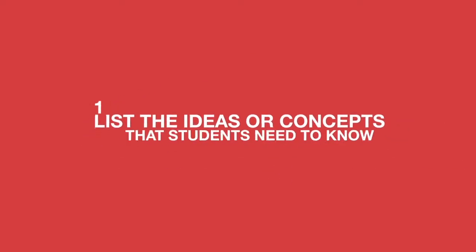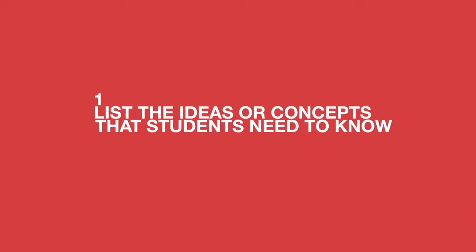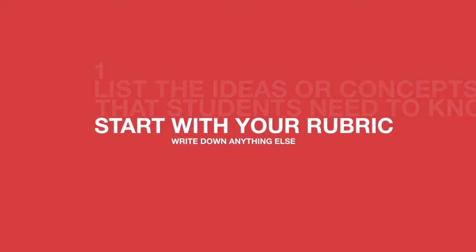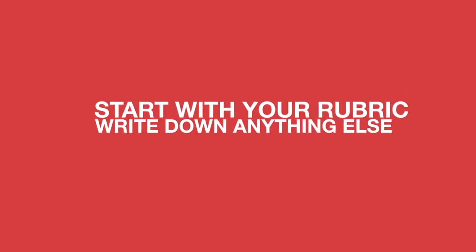In step 1, we are going to list the ideas or concepts that students need to know to successfully complete the project. Start with the criteria on your rubric. Each criteria is a need-to-know item. If a rubric criteria happens to be pretty complex, it may be multiple need-to-know items. Write down anything else students will absolutely need to learn in order to complete this project.